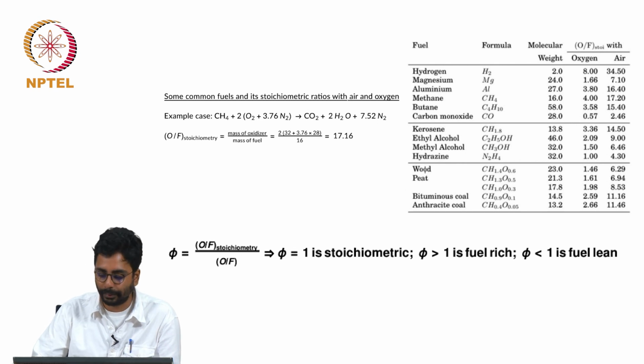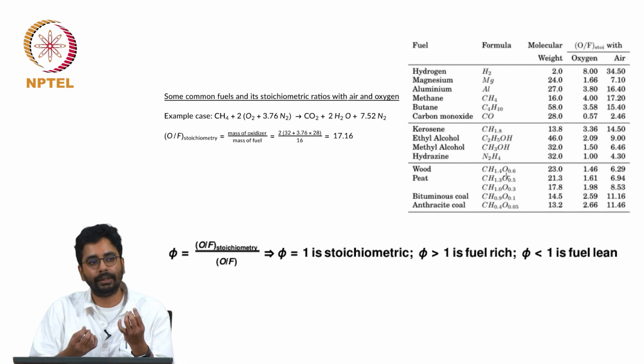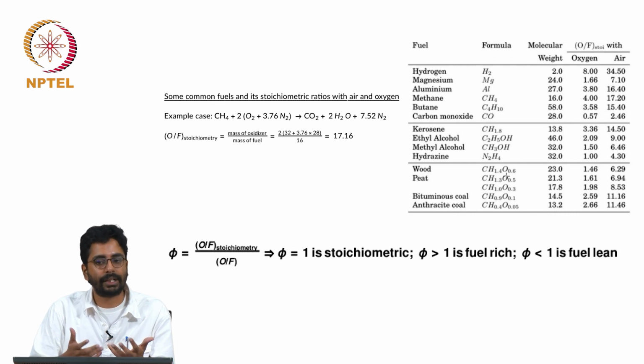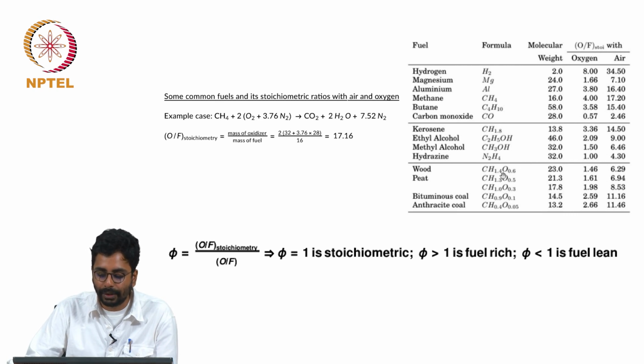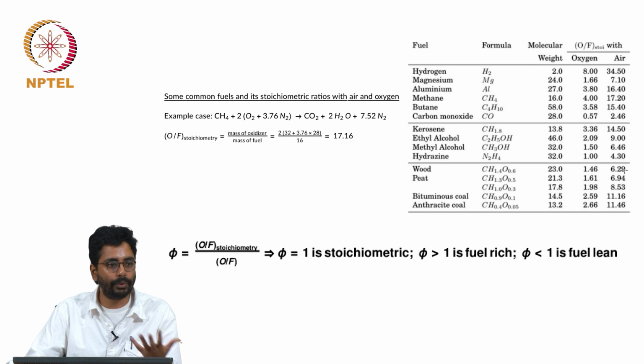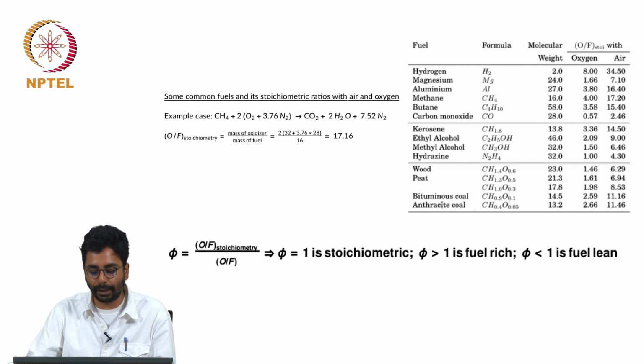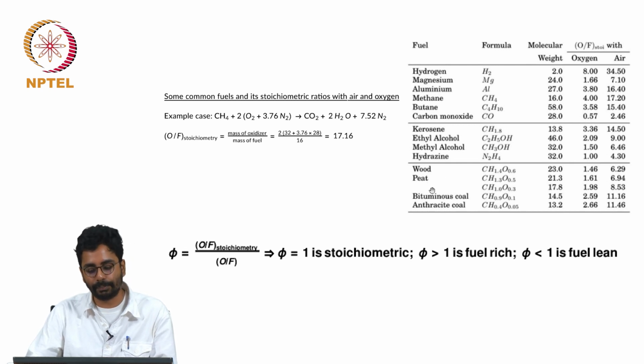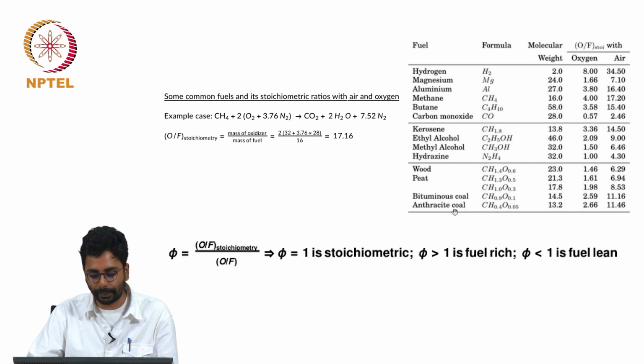You have wood, which, if you take wood or what we refer to as biomass in general, including agricultural residues and a variety of forest residues, they all have about the same composition, which is approximately CH1.4O0.6. So a kilogram of wood requires about 6.5 kilograms of air for complete oxidation. Other examples include various forms of decomposed wood, which is peat, which eventually becomes coal, and anthracite.